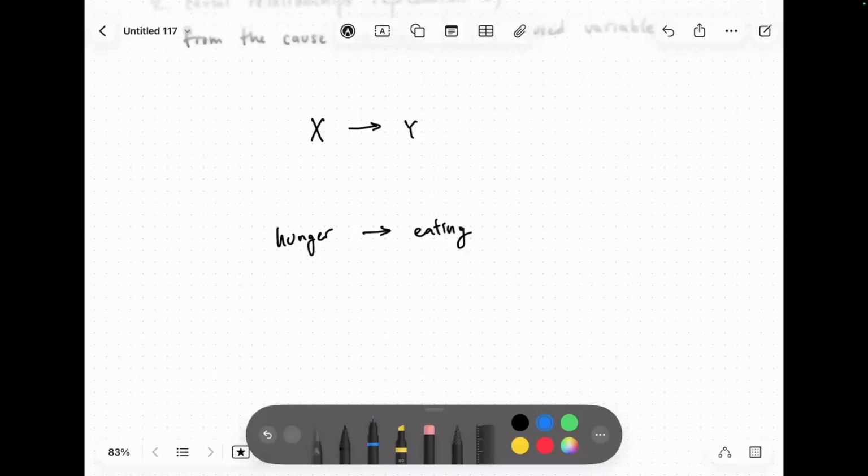We can have other variables that are in the diagram. So we can think of a whole class of variables called u. This is known as an unobserved variable, right? And so this could be something that affects your hunger, which may then cause you to eat.